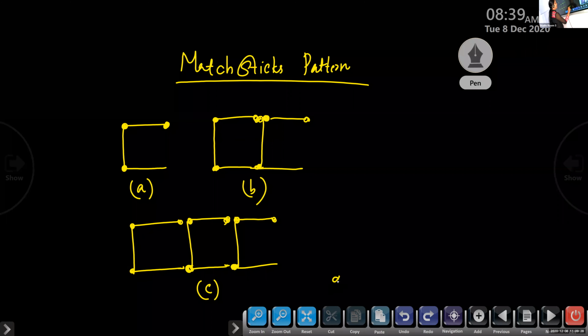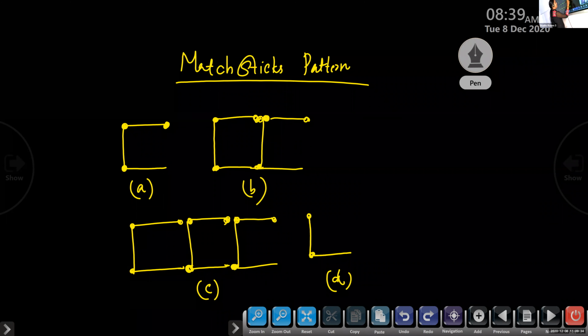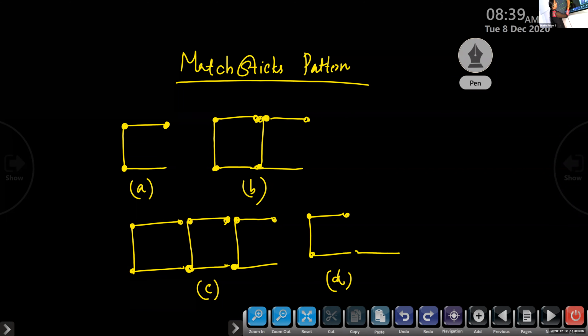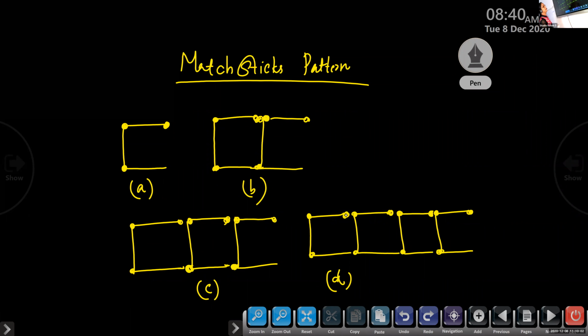Then figure D. 1, 2, 3. 1, 2, 3. 1, 2, 3. One more. 1, 2, 3. Okay. So, because figure D has 4 C's. Clear, children? Did you get this? Yes, ma'am.